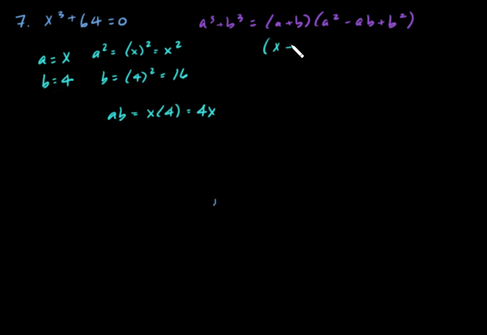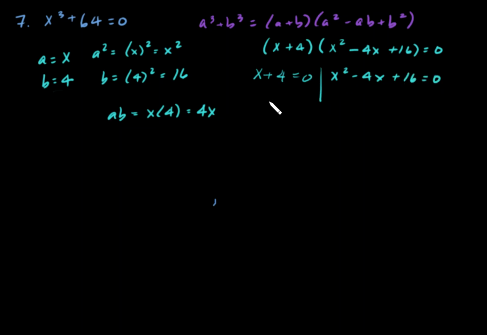So x plus 4 times x squared, oh, I'm sorry, it's a minus 4x plus 16, and this equals 0. So we're going to split this up, and we have x plus 4 equals 0, and x squared minus 4x plus 16 equals 0.